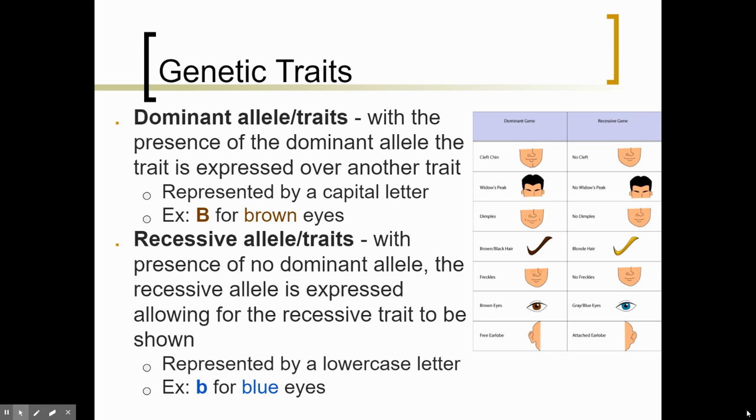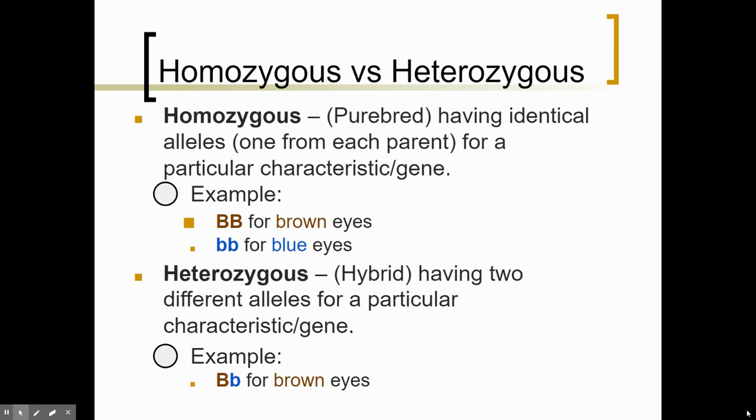Okay? With our recessive alleles and traits, this is with the presence of no dominant allele. The recessive allele is expressed, allowing for the recessive trait to be shown. This is usually represented by a lowercase letter. For example, it could be lowercase b for blue eyes. Usually our recessive alleles or traits will require two of the same allele to be seen. So this gets us into homozygous versus heterozygous.